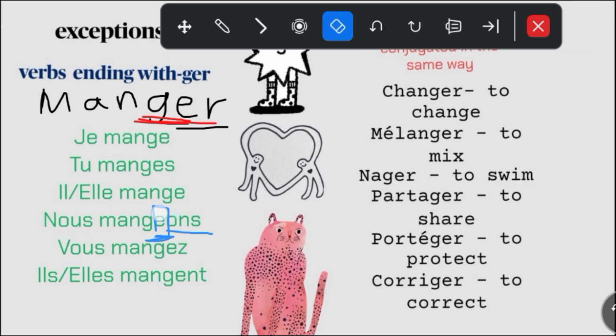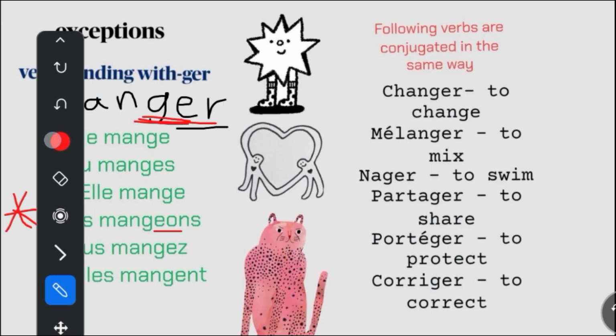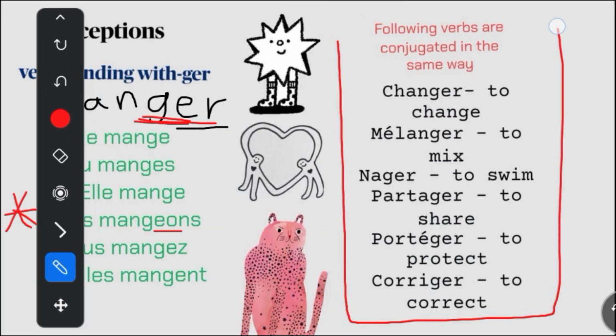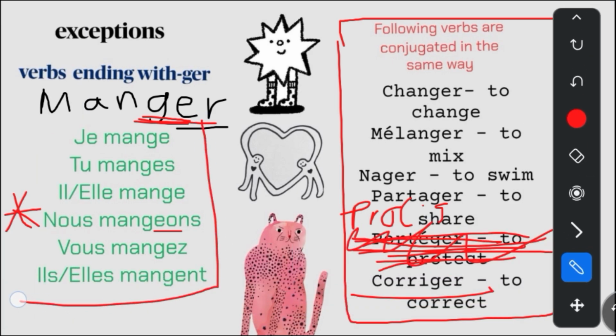So what you have to remember when you're conjugating GER verbs is that for the nous conjugation, you need to put EONS instead of putting ONS like the regular verbs. We have vous mangez, nous mangeons. The only difference that we have when it comes to the GER verbs, and I want you to do the rest of these as well so that you are well practiced. We have changer, mélanger, nager, partager. Wait, I think I made a little mistake here. It should be protéger as much as I know, and corriger. I'm not really sure about this, so I suggest that you remove this and do the rest of these. I mean, two is enough. If you can conjugate them like this and comment it down, it'll be good.